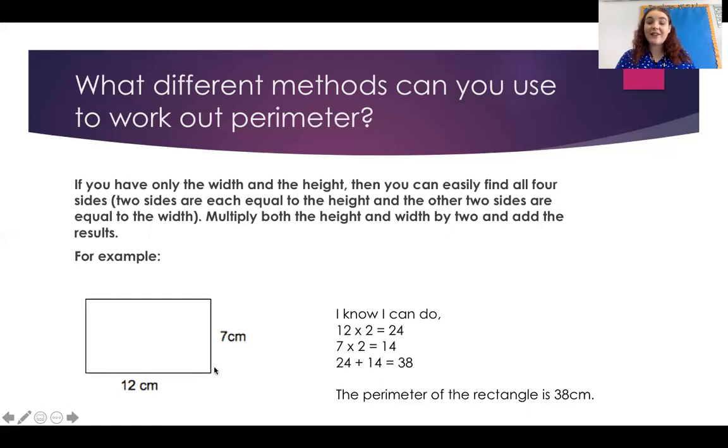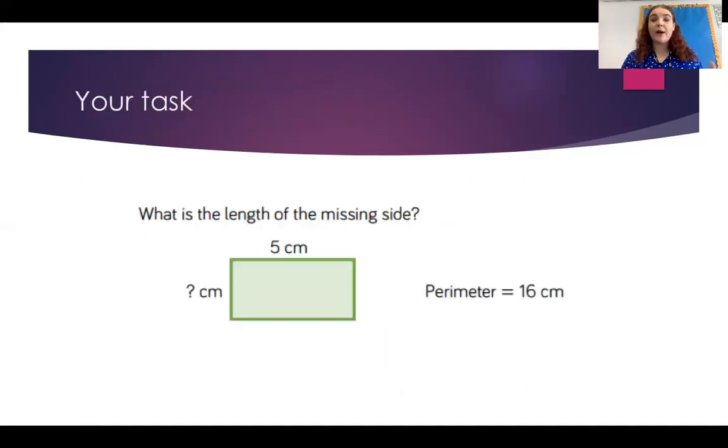Looking at this side of the shape, which is 7 centimetres, again, the other side is the same, so we can just times it by 2 again, which is 14. Then I can add the 24 and the 14 centimetres to make 38. So whereas before, for the rectangle, we were using repeated addition, for this method, we have used our times table knowledge and our addition knowledge as well. So the perimeter of this rectangle is 38 centimetres, and it's important that we put the centimetres at the end so we know exactly what we are measuring in.